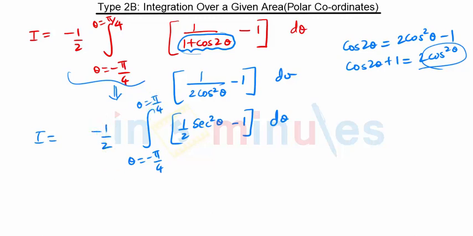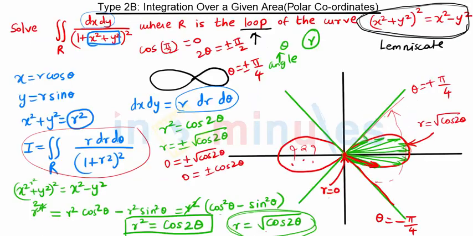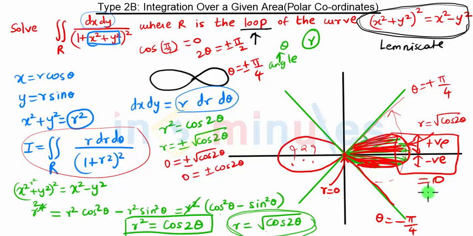and minus half will remain as it is. Now if you see here, we have the limits of integration going from theta equal to minus pi by 4 to theta equal to pi by 4. But we cannot integrate directly when we have the limits going from minus a to plus a, and the function is symmetric about x-axis or y-axis. As you can see in this equation, this loop is symmetric about x-axis and y-axis. This means that the area covered by the loop in the upper half is equivalent to lower half. So this upper area is positive and this part is negative. When we add these two terms, we get area equal to 0. But we know that the area is not 0.